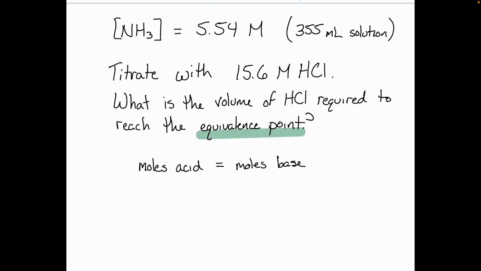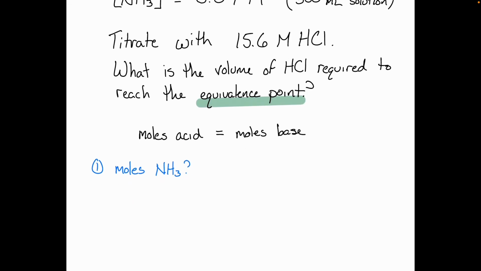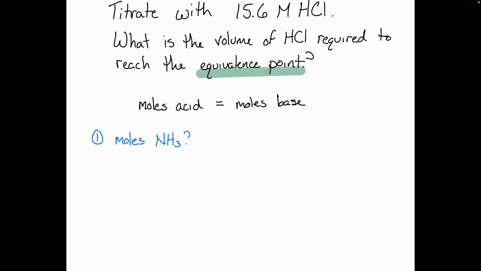All right, so step one, we have to figure out how much base we have. Moles of NH3. Once we have moles of NH3, that's just going to be equal to the amount of HCl. But then we need to use those moles of HCl and the concentration of HCl to calculate volume.